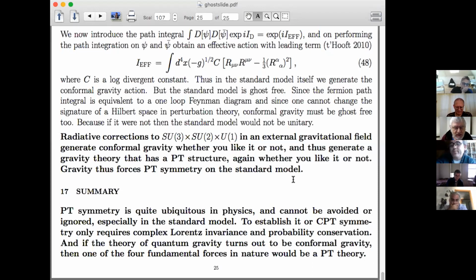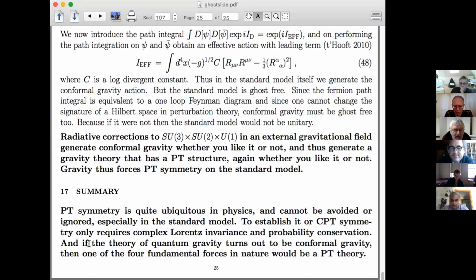It really is there. So, summary, PT symmetry is quite ubiquitous in physics and cannot be avoided or ignored, especially in the standard model. To establish PT symmetry or CPT symmetry only requires complex Lorentz invariance and probability conservation, two perfectly standard requirements. So it is perfectly valid.